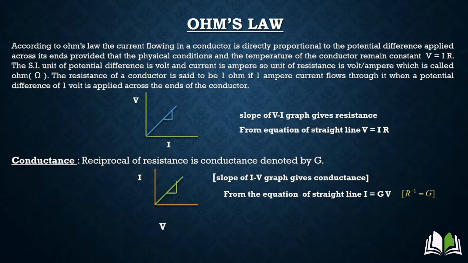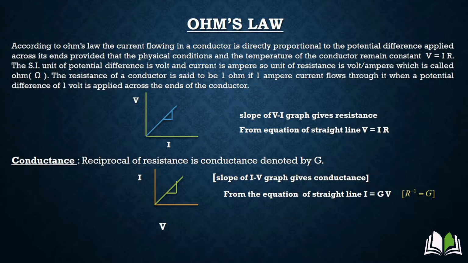The next point is the conductance. The reciprocal of resistance is known as the conductance. It is denoted by the capital letter G. So G is equal to 1 by R. The unit of conductance is ohm inverse, as G is the inverse of resistance.